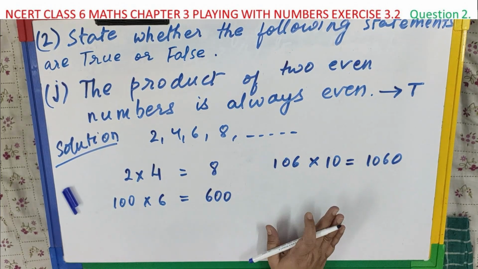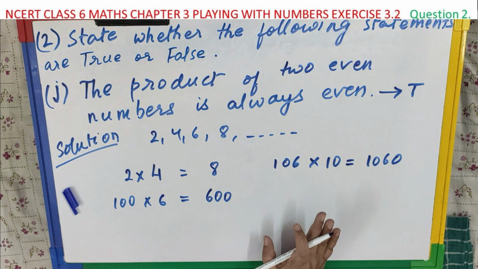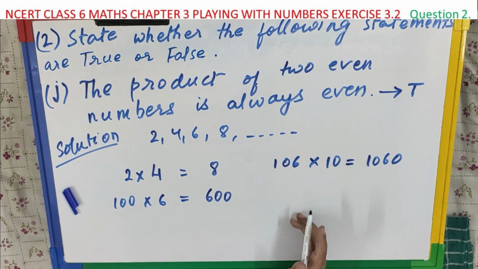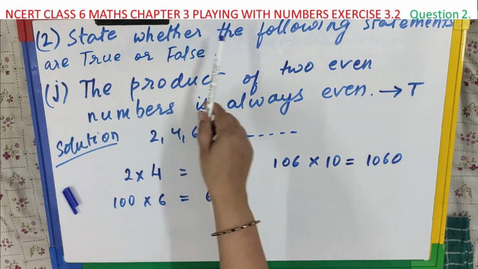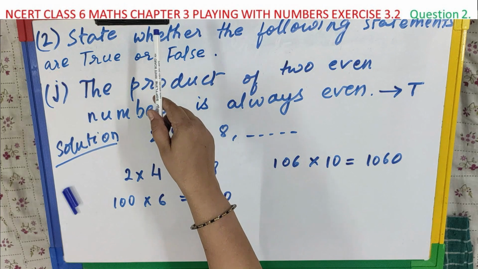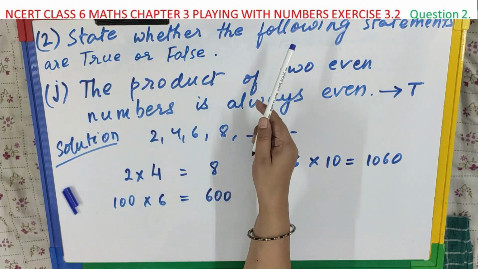Understood? So now we have finished question number 2, all the parts A, B, C, D, E, F, G, H, I, J. In the next class we will do question number 3 of the same exercise 3.2 from the 3rd chapter, Playing with Numbers, from the 6th class maths NCERT book.